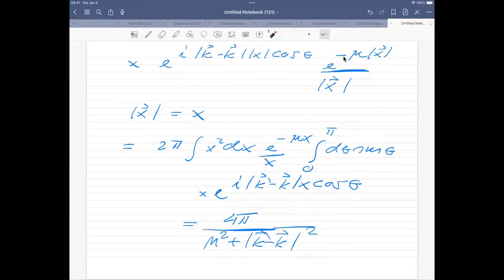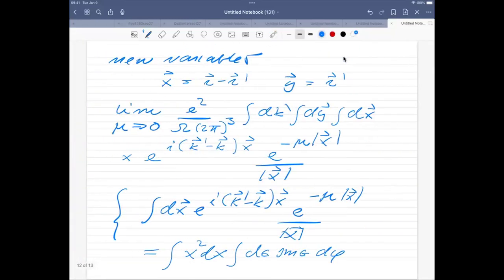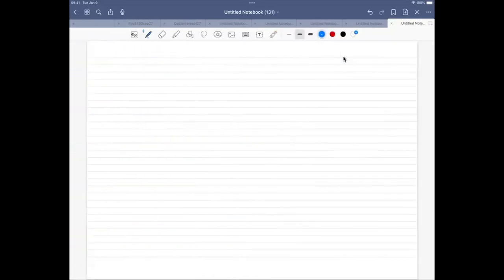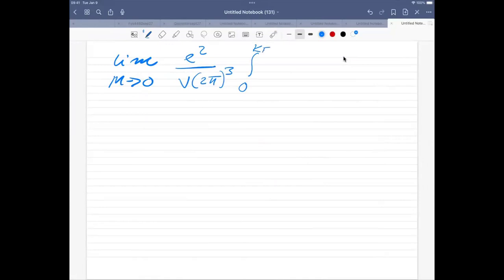So that means that we can now go back to the expression we started with, which is actually this term here, where we take the limit of mu goes to 0. So let's do that one. So we are now going to take the limit of mu goes to 0. And then we have an e squared divided by v of 2 pi cubed. And we have an integral which now goes up to the Fermi level because the states we are summing over or integrating over are defined by the states up to the Fermi level.